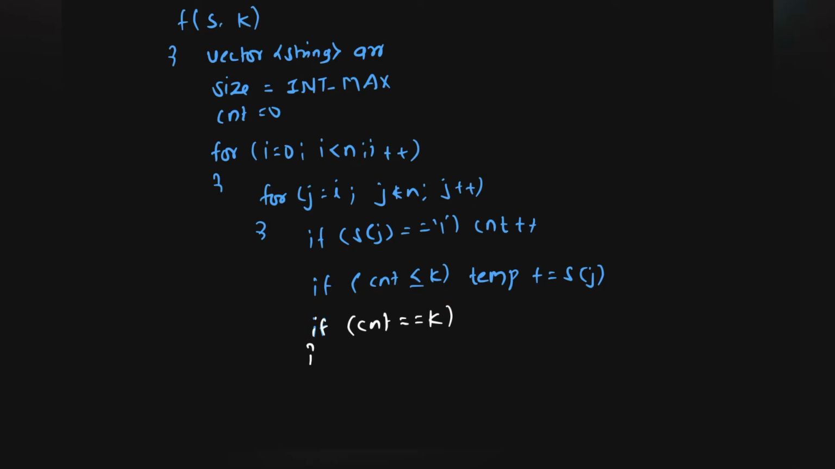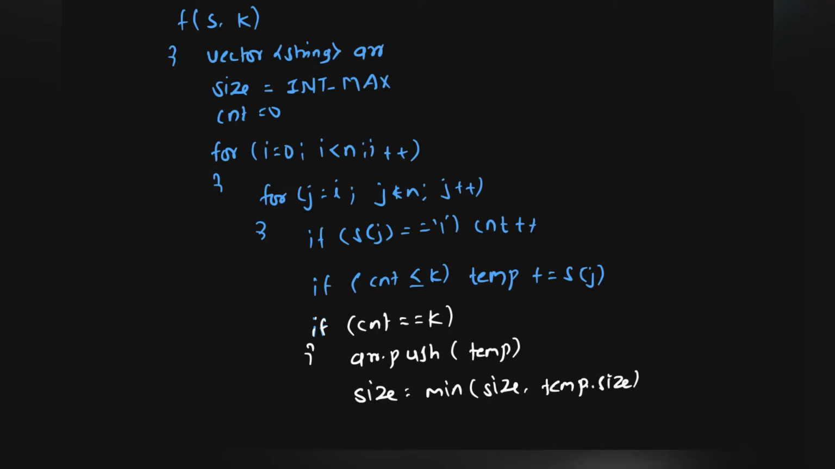So I will simply push that temporary string into arr. Again I need to calculate the minimum size, so size is equal to the minimum of size comma temp dot size, which is the size of the string we are getting from this. We have initialized int max, and this is the size of the temporary string we are generating. And again we need to initialize the count to 0, because we need to make sure we are starting with a new substring, since I already got a substring whose number of ones is equal to k.